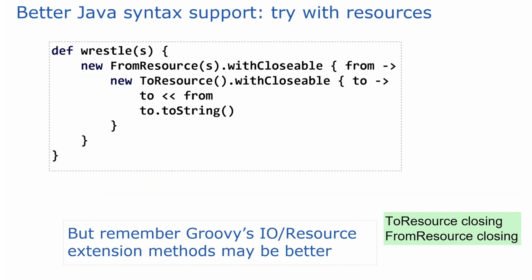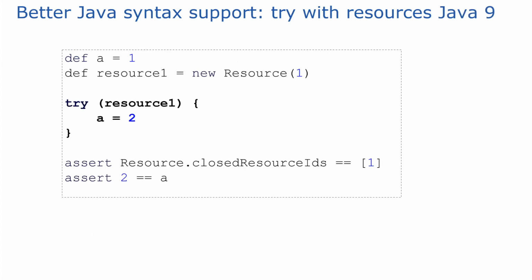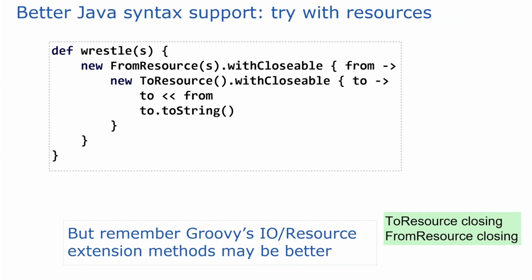There's a new Java 9 version as well, where you can have the resource declared ahead of the try clause, and all of those different things are supported. But just remember, Groovy's probably got nicer ways. So with Closable there, for instance, is one of the things that Groovy supports in its GDK. Often that'll be a nicer way to do things than using the try with resources anyway, but if you want to use that syntax, and it's certainly handy sometimes, then it's now supported.